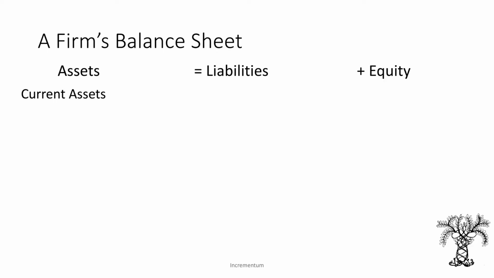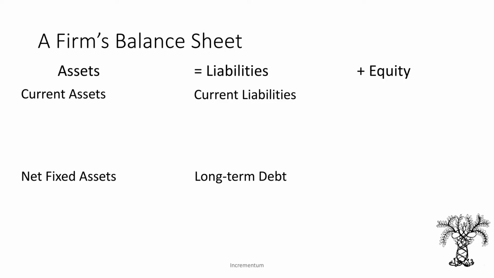And remember that assets are either current assets or net fixed assets. Liabilities are either current liabilities or long-term debt, and equity is either common stock or retained earnings. These are the six main pieces of the balance sheet. And if you understand these six accounts and this basic template with just these six items, you'll be able to solve any balance sheet problem.